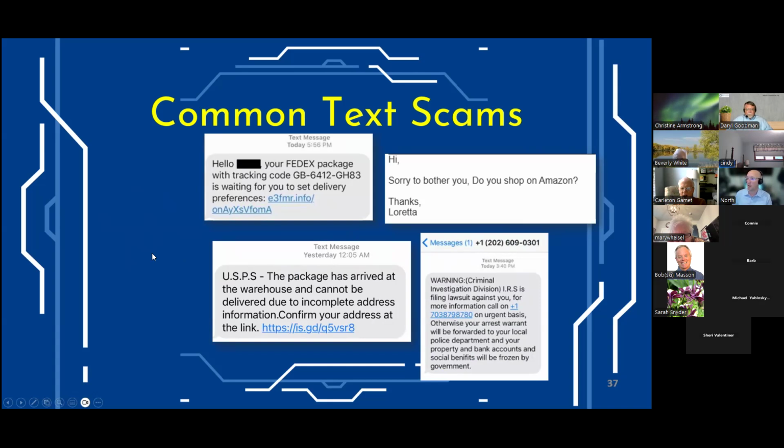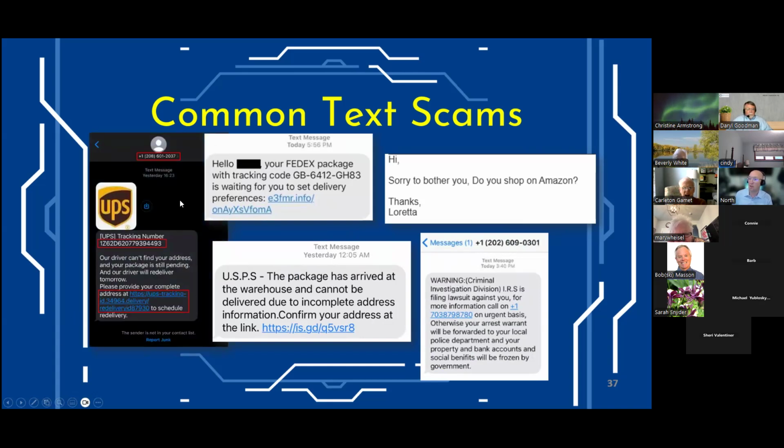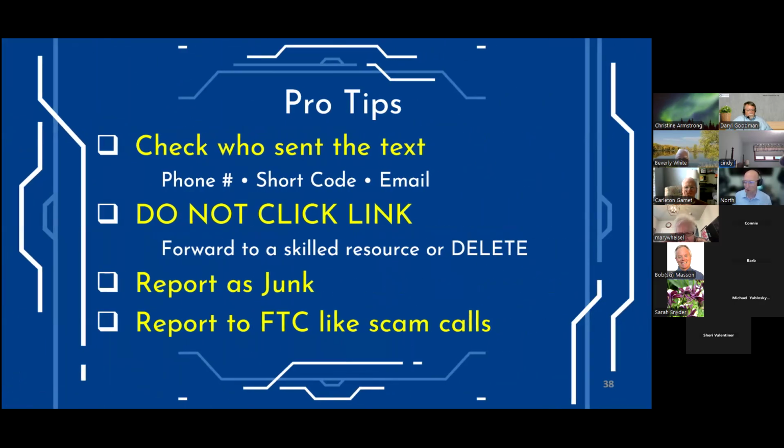USPS, this package has arrived at the warehouse and cannot be delivered. And here's the one that I got yesterday, was UPS. Your tracking number, that's actually a UPS tracking number. And this actually looks like UPS-tracking-ID. It looks like it's UPS, but it's actually a malicious link. So this is what they can look like. These are the different variations of the scam text that you can receive. So just be aware. Again, when in doubt, reach out. If you're not sure, just delete it.